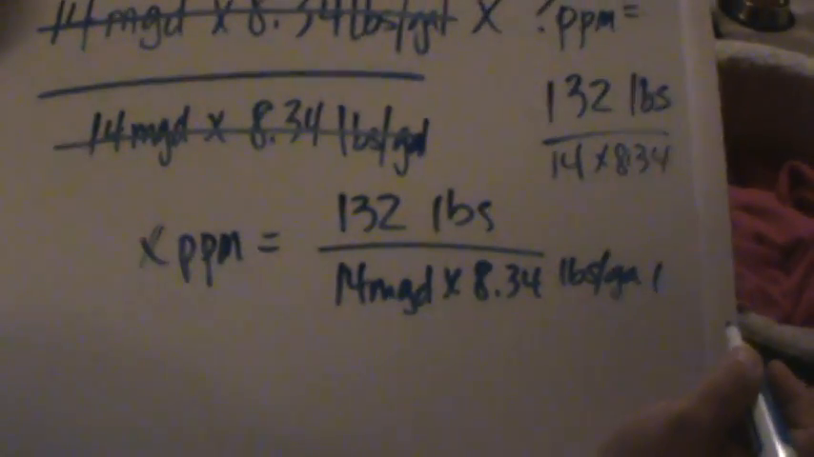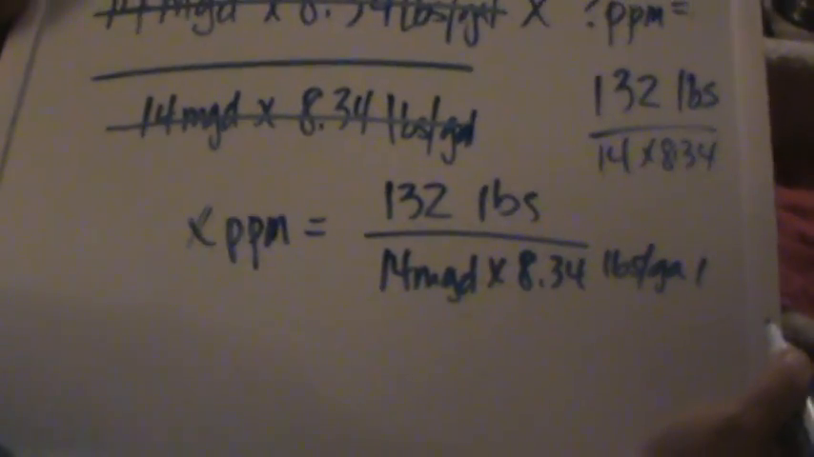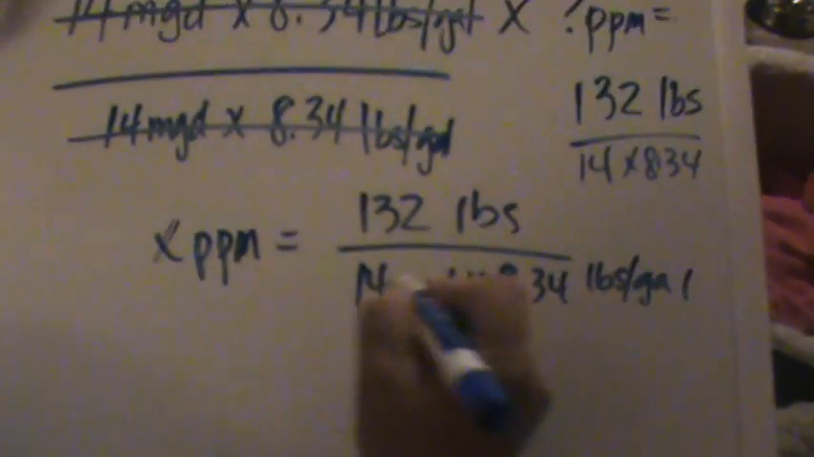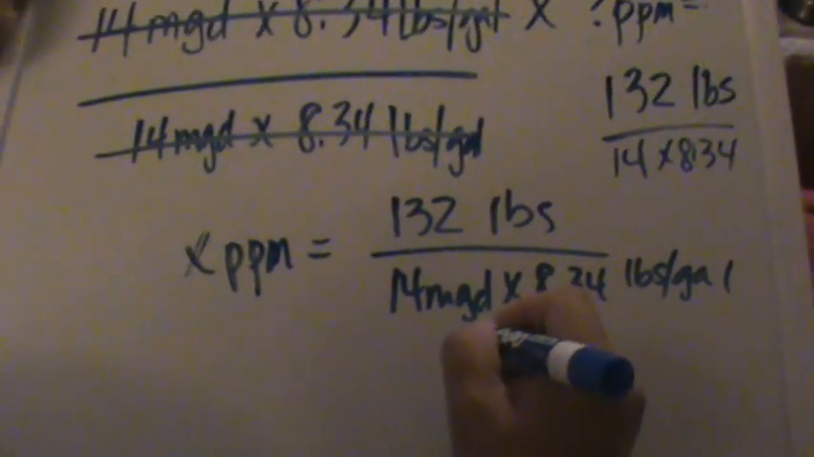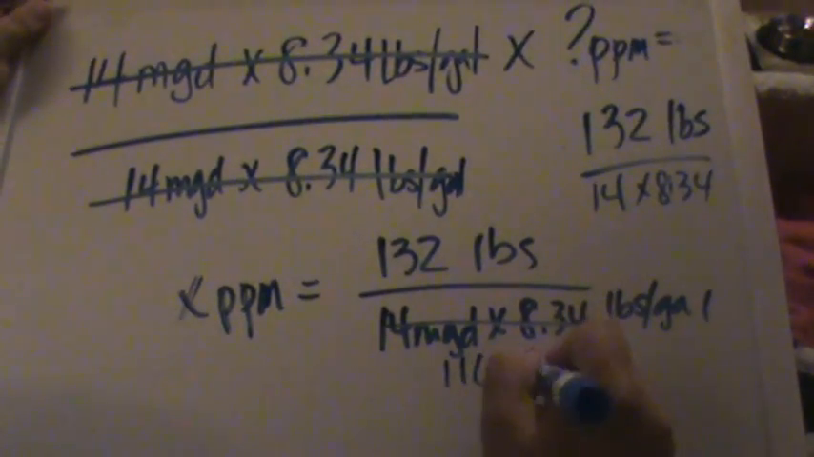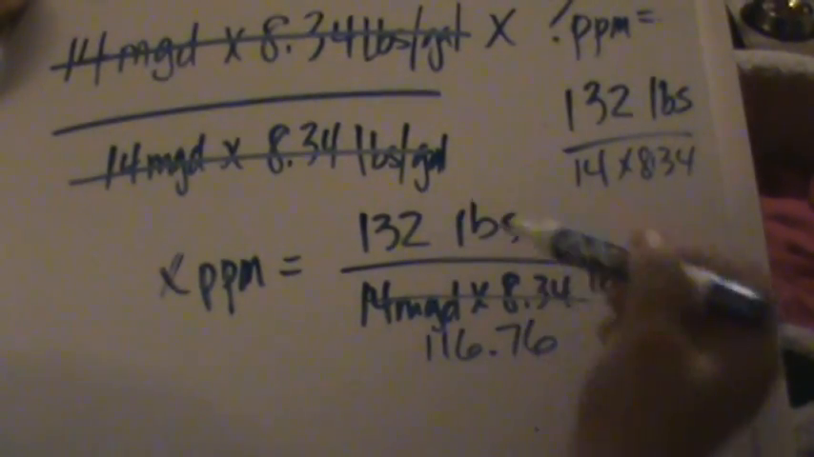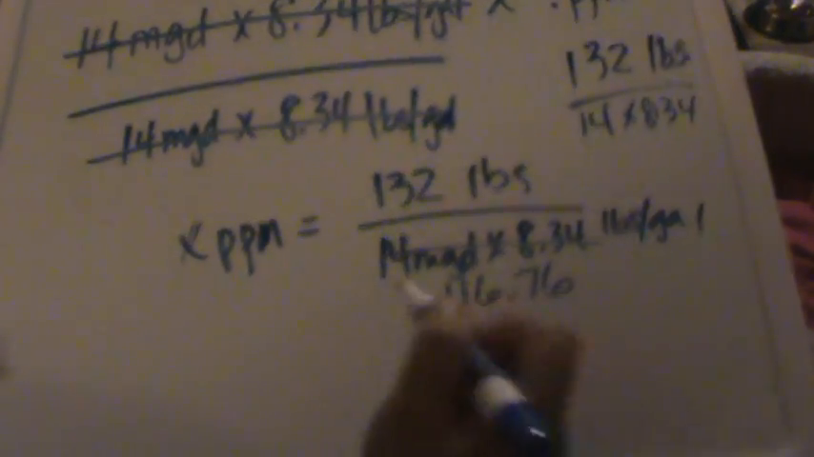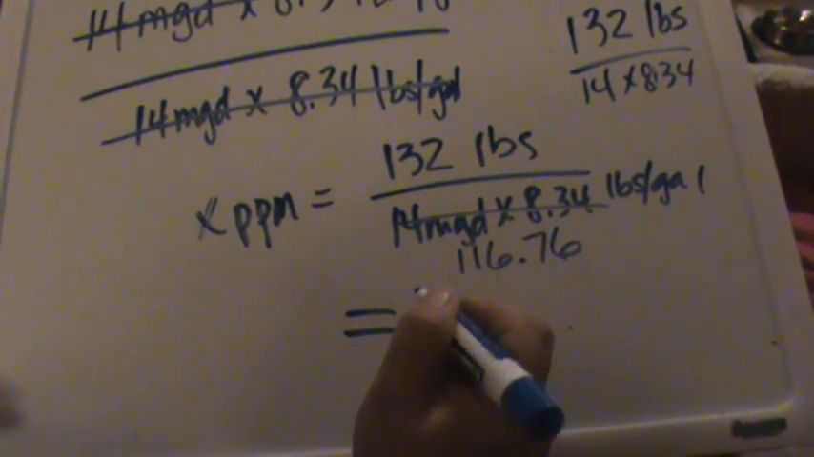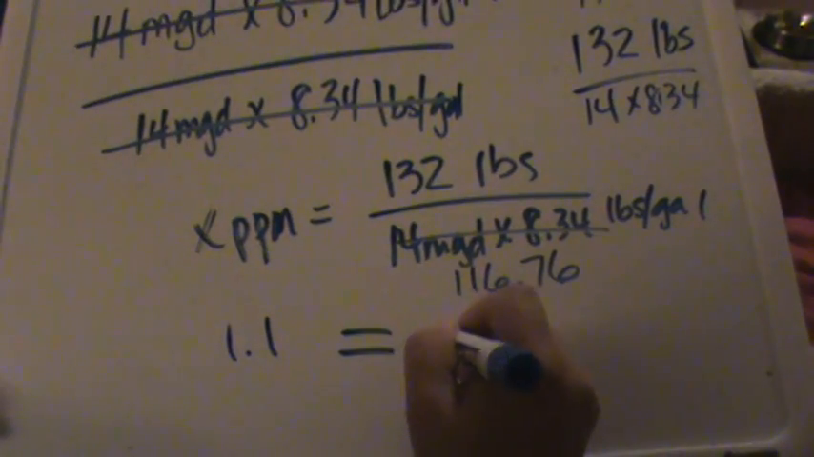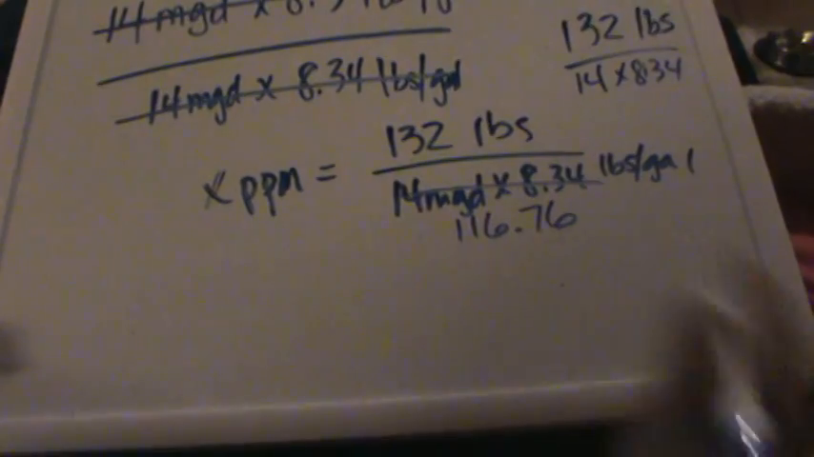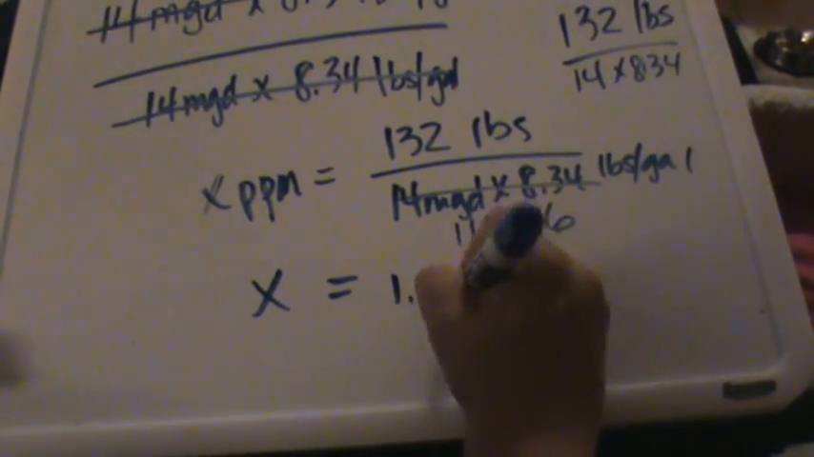Okay, so if we do the math, I'll do the bottom part first, which if I do 14 times 8.34, I'll get 116.76. So then if I take 132 and I divide it by 116.76, then my answer is 1.1 parts. In this case, X is equal to 1.1 parts per million.